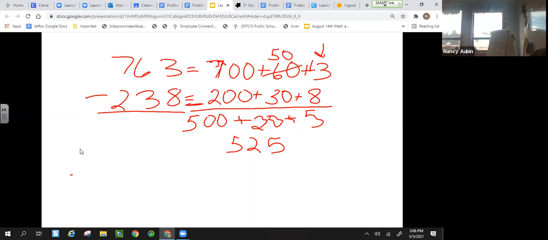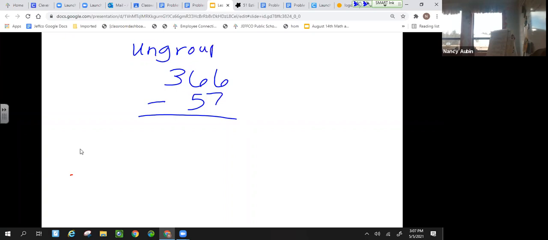Now, we already know the common U.S. method. We're not going to spend time on that. But here's the one that contradicts the video I showed you. This one is called the ungroup first method. So we're going to try 366 minus 57. Everybody write it on your board. This time, we are going to start with the hundreds and see if you can subtract at each place. Not expanding, this one is going to be the ungroup first method. This one's kind of fun.